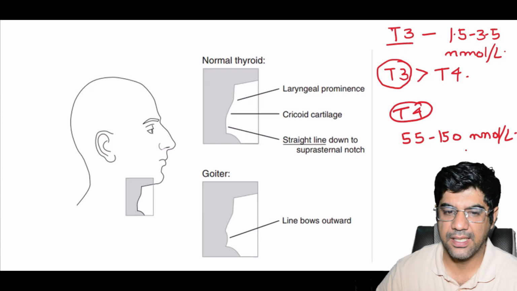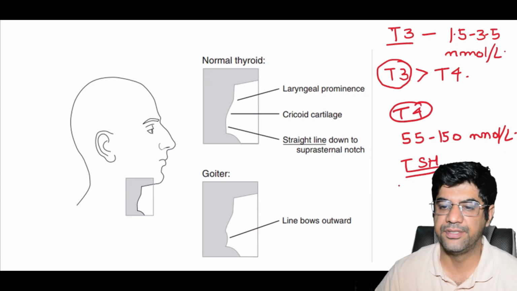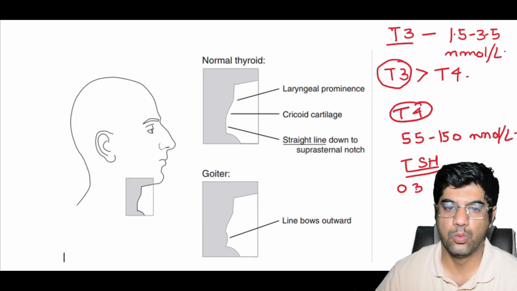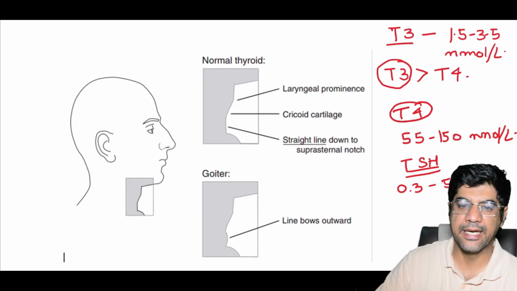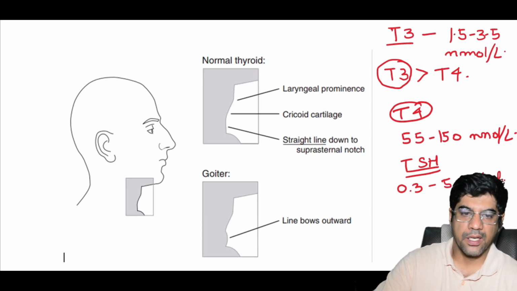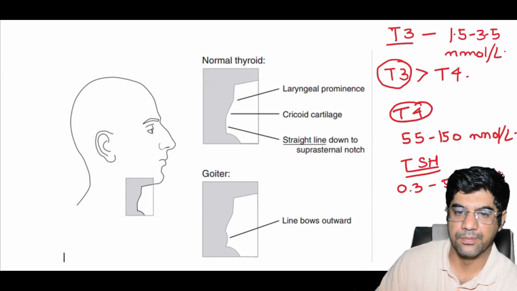The TSH level normal is, remember, 0.3 to 5 international unit per ml of plasma. So the elevated TSH indicates primary hypothyroidism, and low TSH suggests hyperthyroidism.